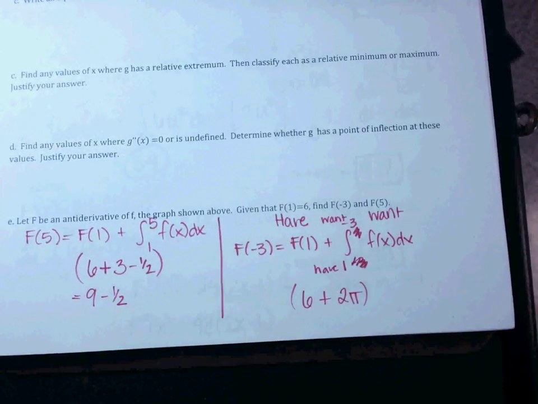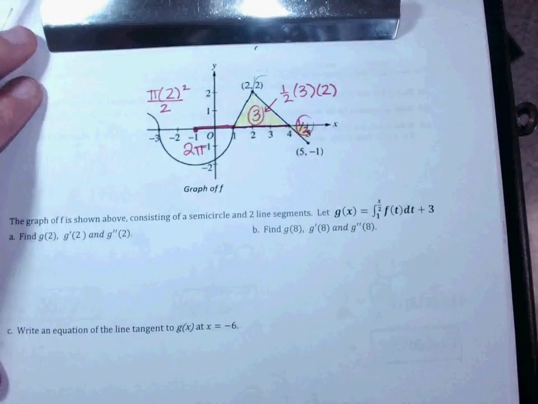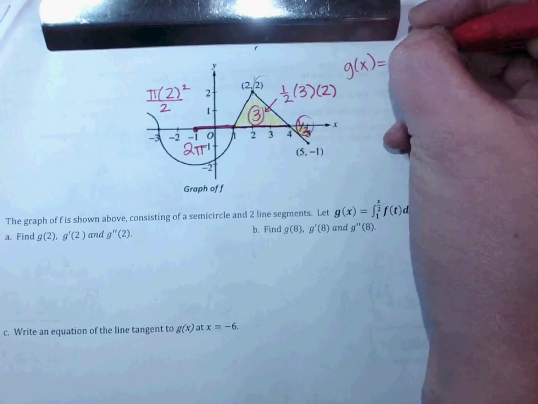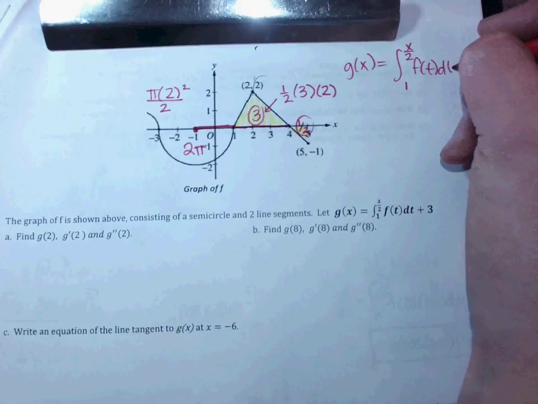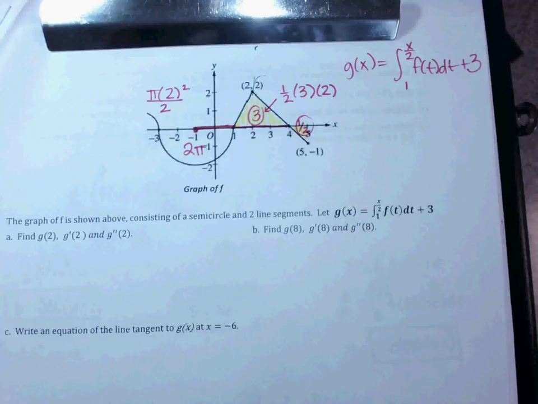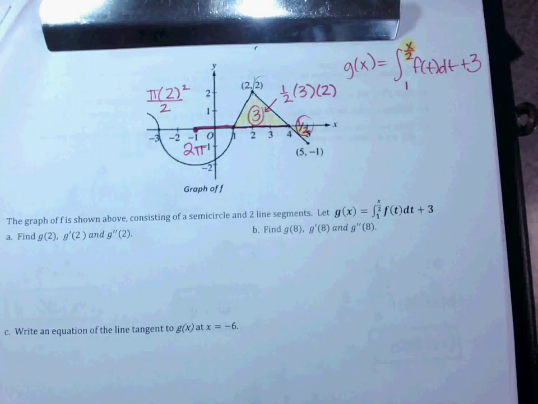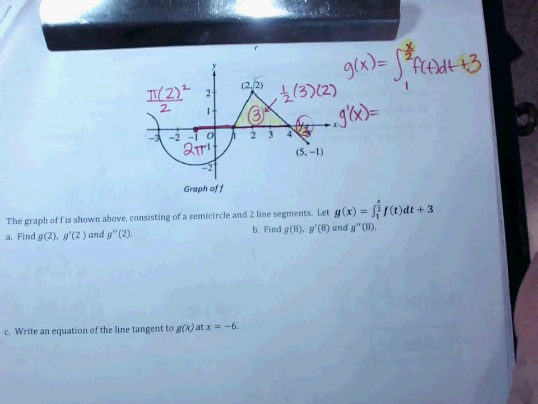All right, so let's go back to your notes. Remember that what we learned yesterday was the chain rule version of the second fundamental theorem. So g of x, I'm going to put it over here, is the integral from 1 to x over 2 of f of t dt plus 3. So a couple things are different about this. The first thing that you should notice is that rather than this just being an x, it's x divided by 2. And then also we have a plus 3 over here. So the first thing we're going to do is find the derivative and then the second derivative. So g prime of x. What do I do with my x over 2?